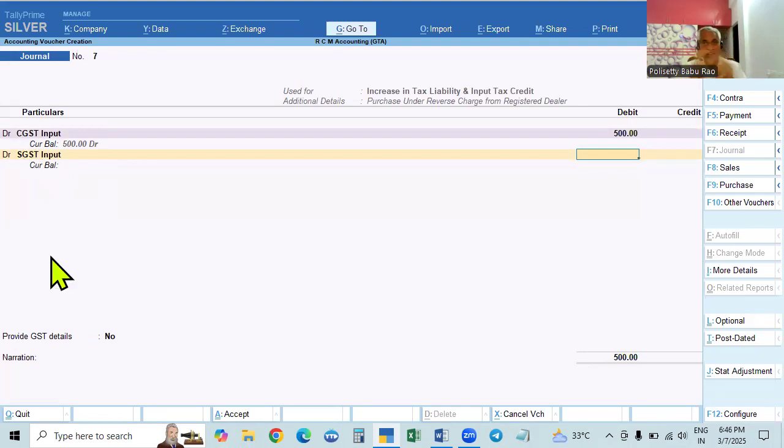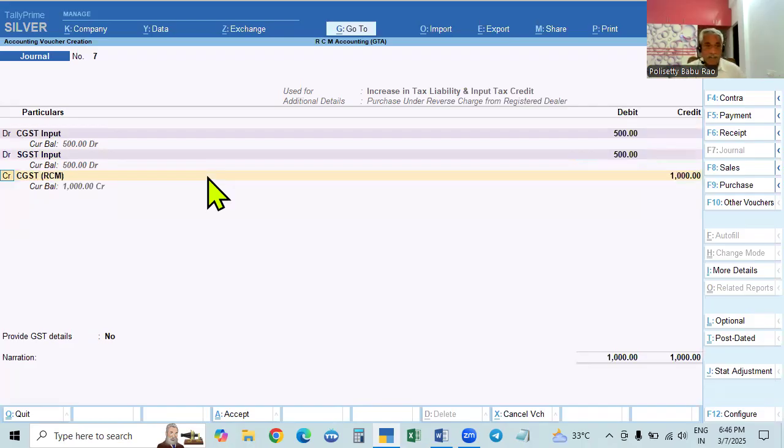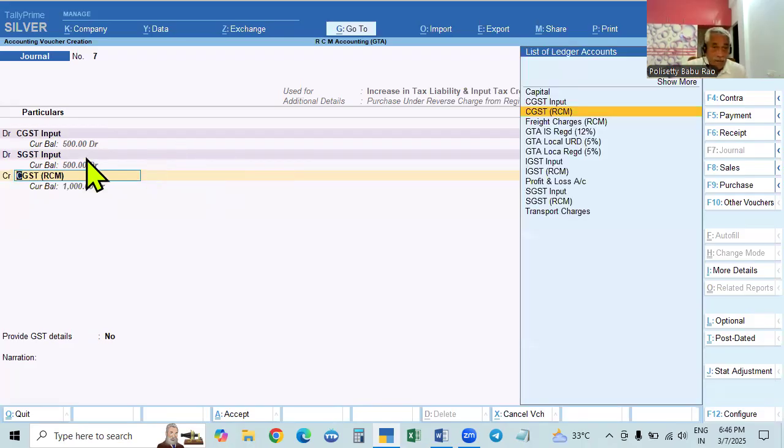So both debit will be there, credit will be there. But here, if you do like this, input tax credit debit will be there, output tax credit will be there. Okay, like that. So for this also 500 rupees. And then ITC is created as a liability. Liability is called the same, CGST.